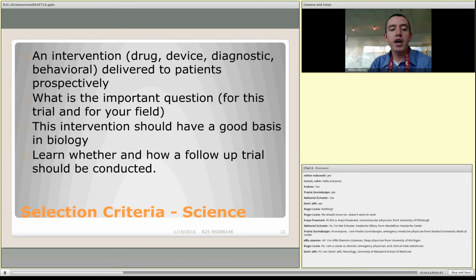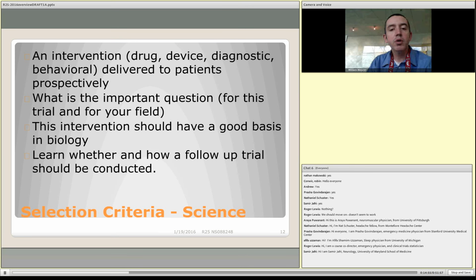And one of the goals of the trial should be to learn whether and how a follow-up trial should be conducted. Now, in general, in the development of young faculty members in research, we want their early studies to be something that would be useful regardless of the result. But it has to be pointed out that sometimes you will learn from your early phase trial that the intervention is something that you should potentially be abandoning and moving on to something else. So that's one of the things that we look at most: what is the type of science and intervention in general that you are proposing.